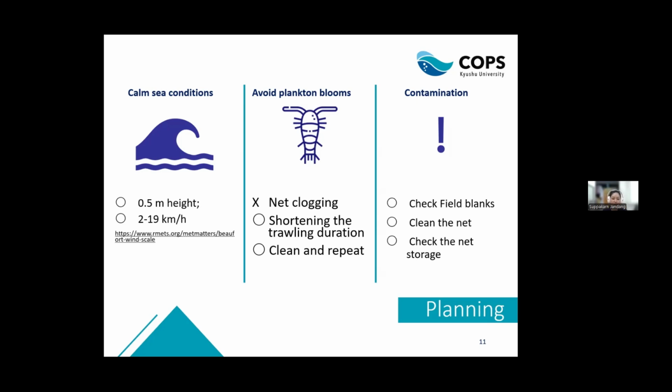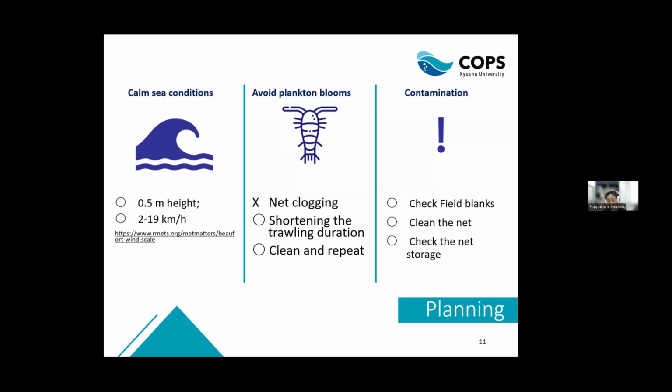And another phenomenon that you should avoid is a plankton bloom, because, as I mentioned, we tow for like 10 to 20 minutes, but we had some experience last time. We had some sulfur blooming, and in just like 5 minutes all of the net was getting clogged because of the many planktons there. So you should avoid towing during this time.